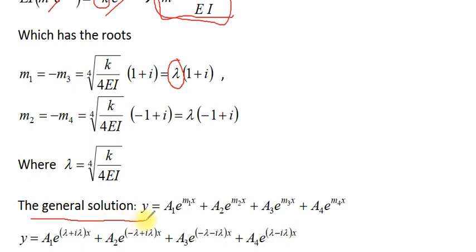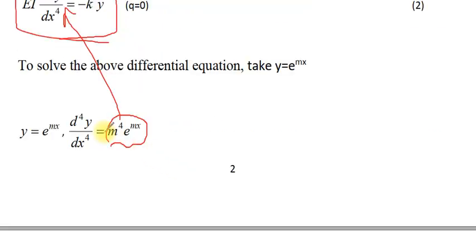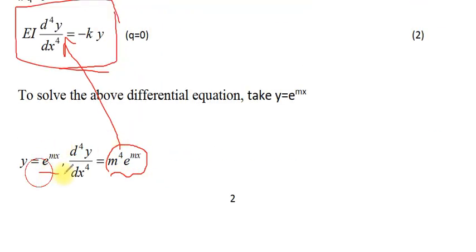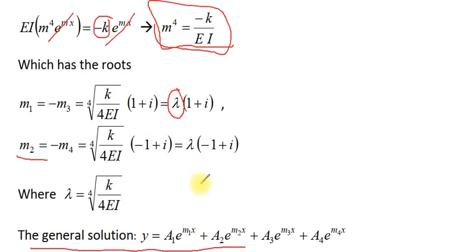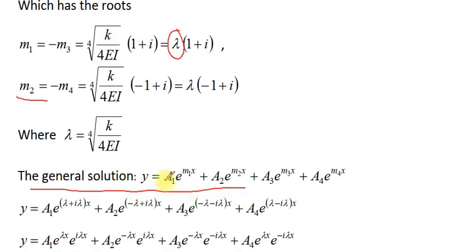The general solution will be a1 multiplied by e to the m1x plus the constant a2 e to the m2x plus a3 e to the m3x plus a4 e to the m4x. Since the general solution is assumed as e to the mx, we get the general solution y equal to a1 e to the m1x plus a2 e to the m2x plus a3 e to the m3x plus a4 e to the m4x.